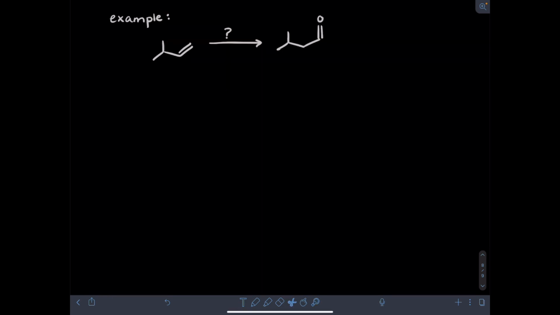As a final example for demonstration in this video, consider the following reaction. I start out with an alkene, and the product is an aldehyde. First, I investigate the carbon skeleton of the molecule. Notice that my starting material contains 5 carbons, and my product contains 5 carbons as well. So the carbon skeleton has not changed in this reaction.